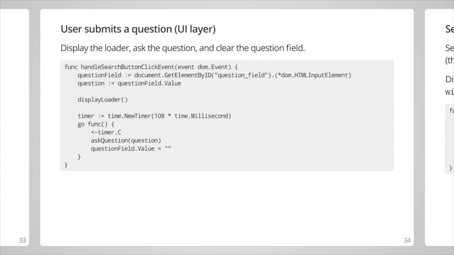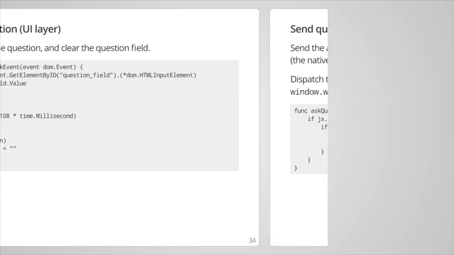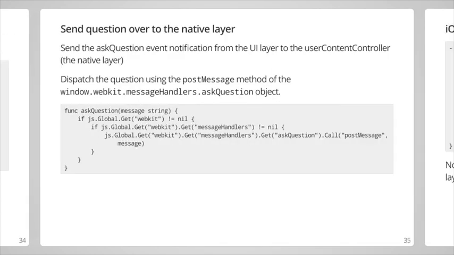What ends up happening is it calls this event handler function. One of the first things we do in this function is display the loading screen, with a little spinner going, indicating that we're doing some work. And then we call the ask question function within the UI layer.